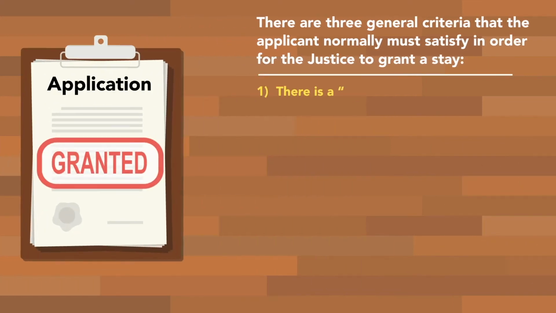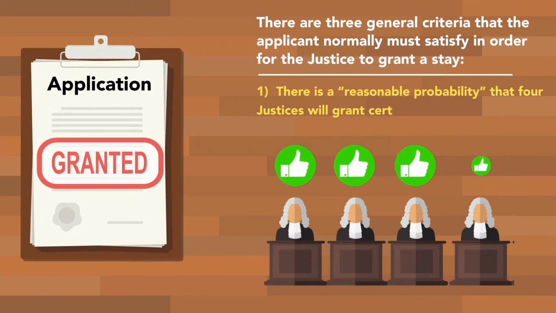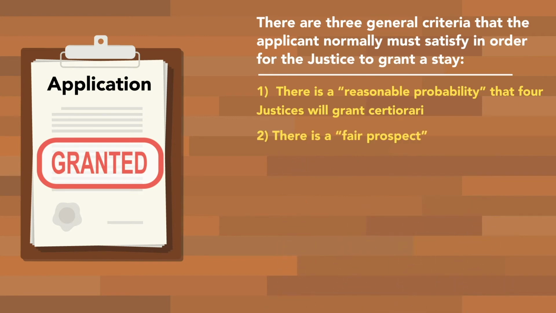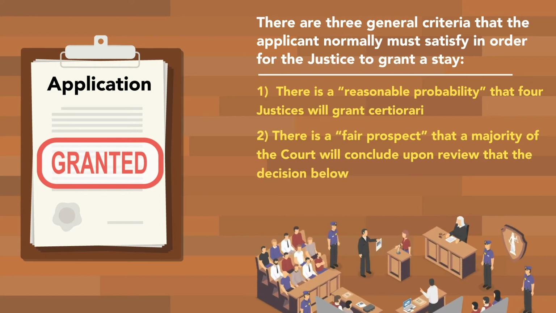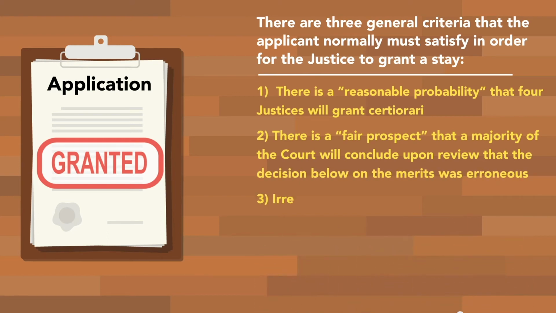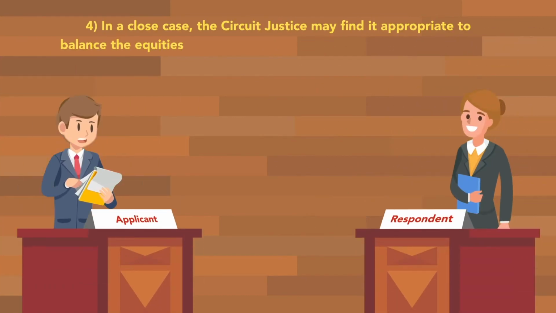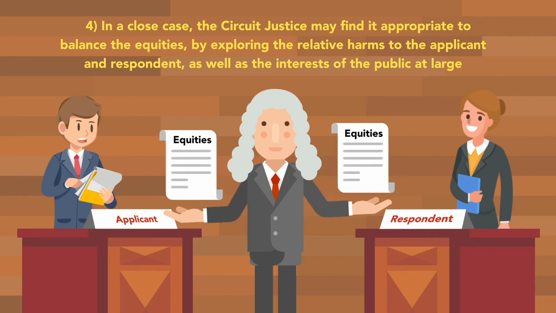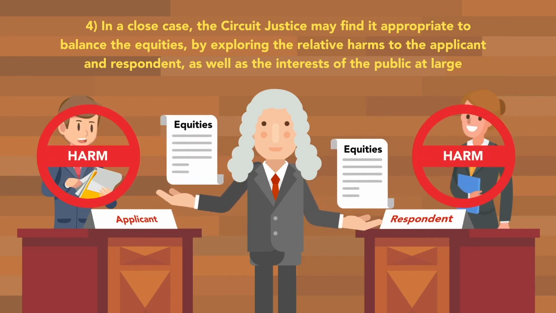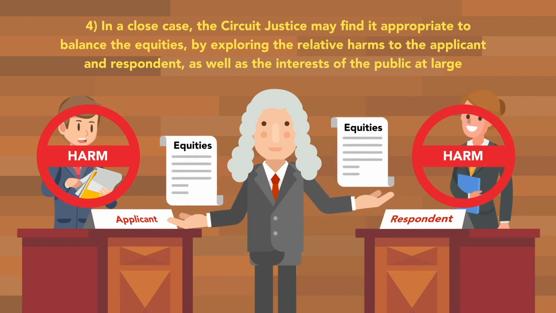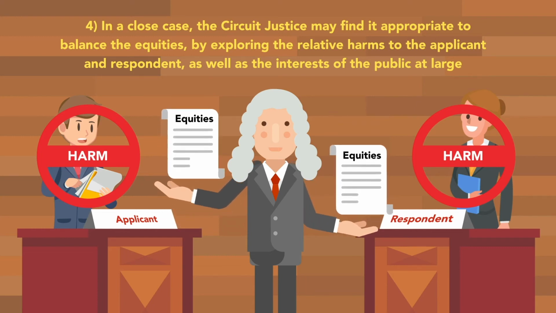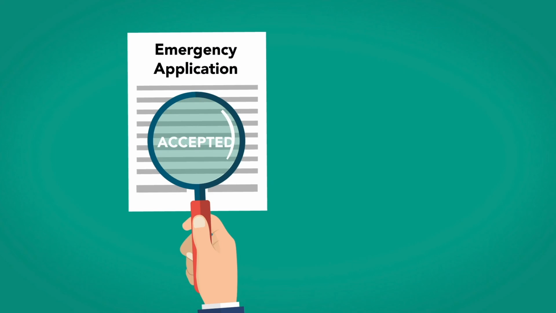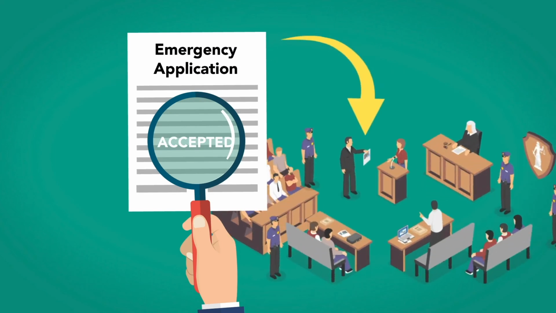1. There's a reasonable probability that 4 justices will grant cert. 2. There is a fair prospect that a majority of the court will conclude upon review that the decision below was on the merits erroneous. 3. Irreparable harm will result from the denial of the stay. And 4. In a close case, the circuit justice may find it appropriate to balance the equities by exploring the relative harms to the applicant and respondent as well as the interests of the public at large. If the emergency application is accepted by the justice, it goes to the full court.